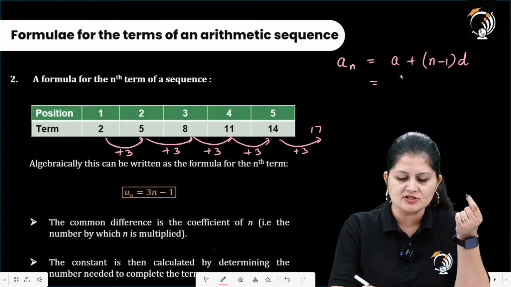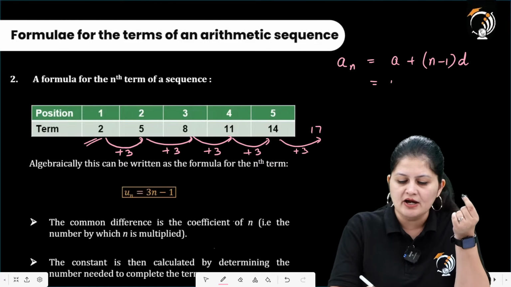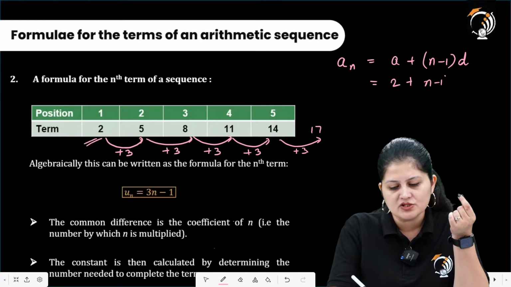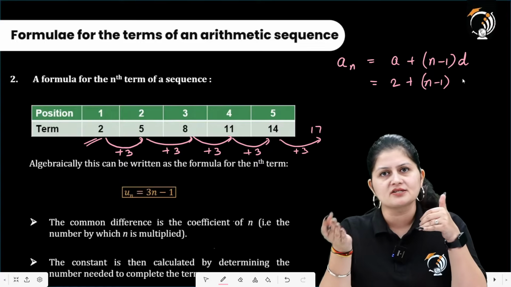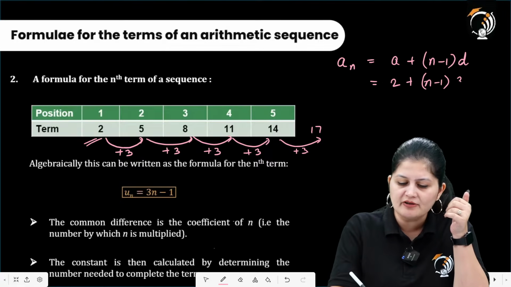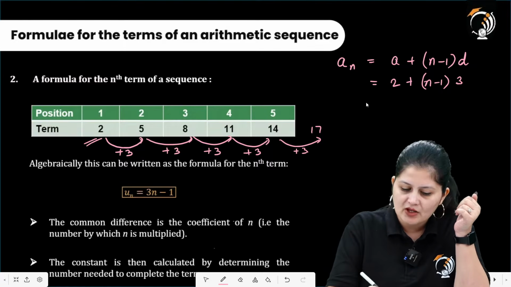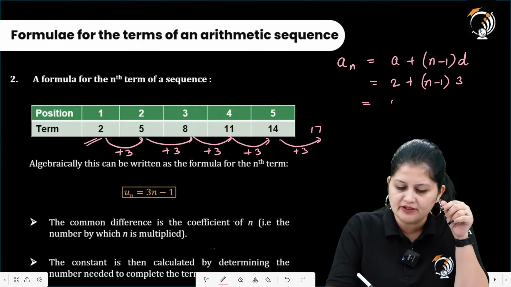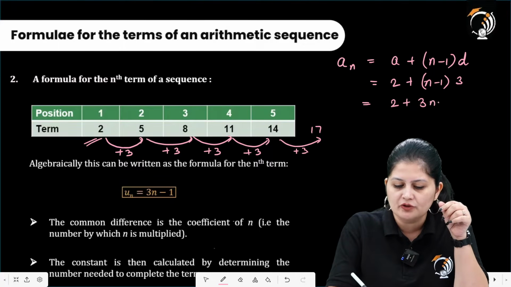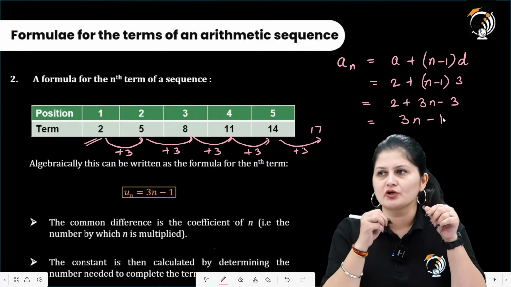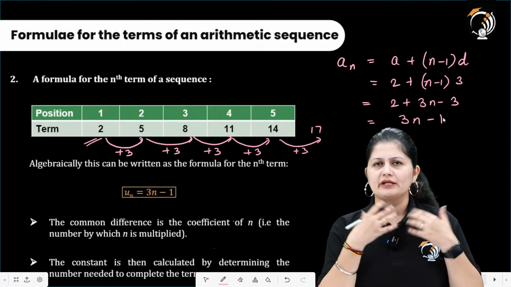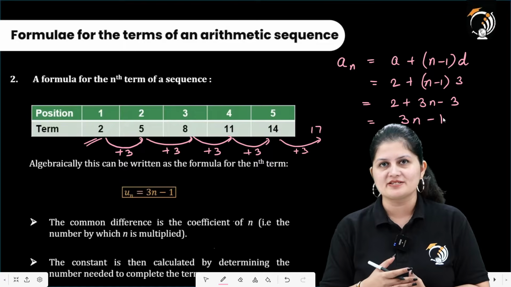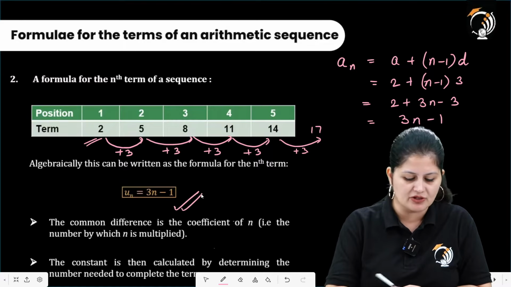If I talk about the first term of the sequence here, it is 2 plus n minus 1 multiplied with the common difference. Here we are doing +3 to get the next term, so the common difference is 3. So the nth term is 2 plus 3n minus 3, which is 3n minus 1. This is the formula to get the nth term of the sequence. As I told you, you can represent it with an or with un, as mentioned here.